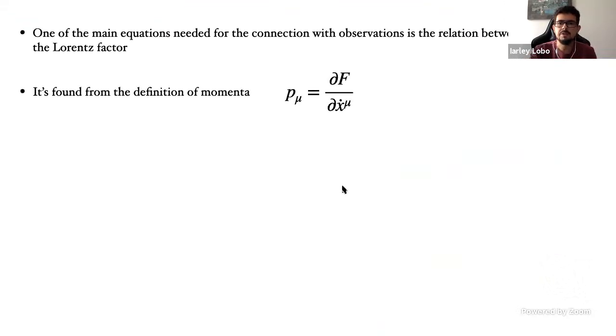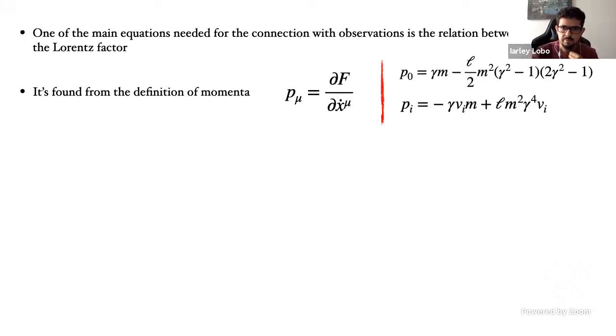However, in order to compare with observations, one needs to translate from the velocity Lorentz factor to the momentum Lorentz factor, which means its dependence on the energy of the particle. To do this, we use the definition of the momentum in terms of the Finsler function. And we found in that paper this relation between the energy, the gamma factor, and the mass of the particle. So we also have it here for the momentum.